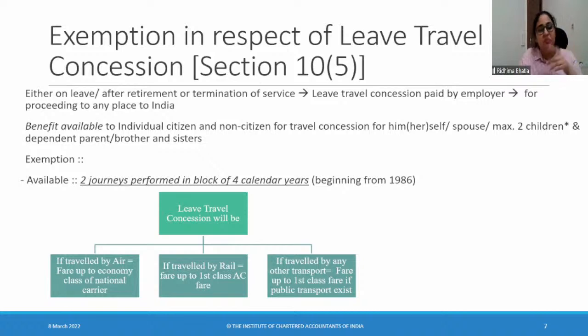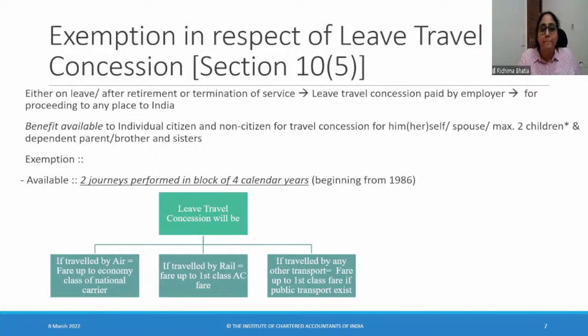So again, you are the employee. You went for a 3-day holiday from Delhi to Kanyakumari. I am the employer. You came back from holiday. You gave me the tickets and I reimbursed the traveling ticket cost to you. You got the benefit, but it is exempt.